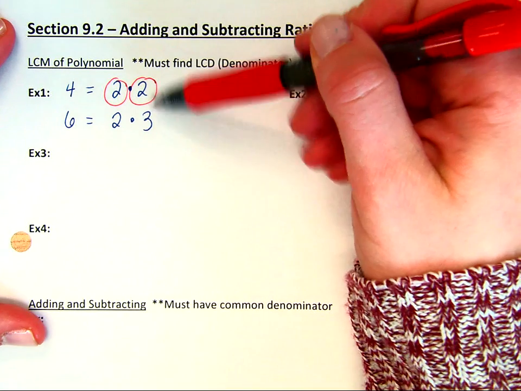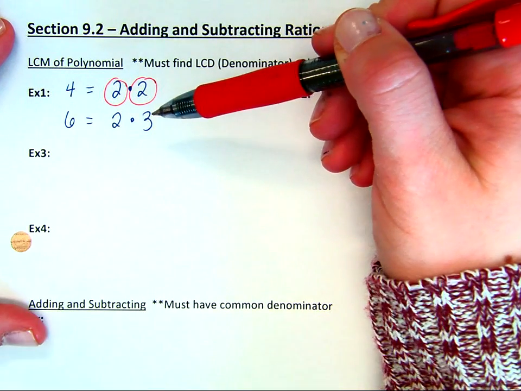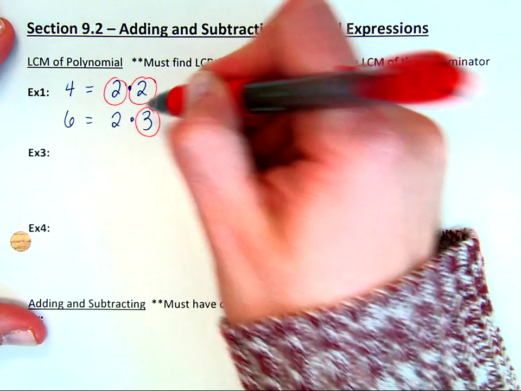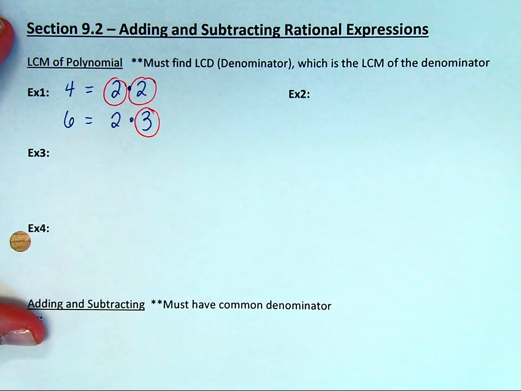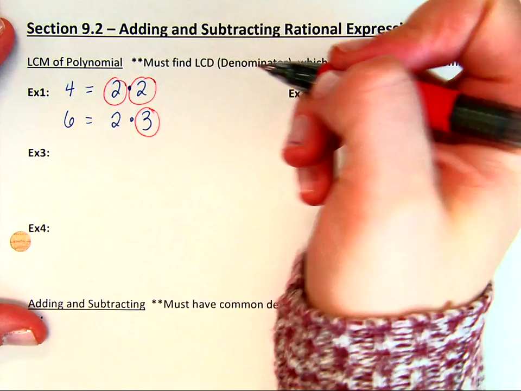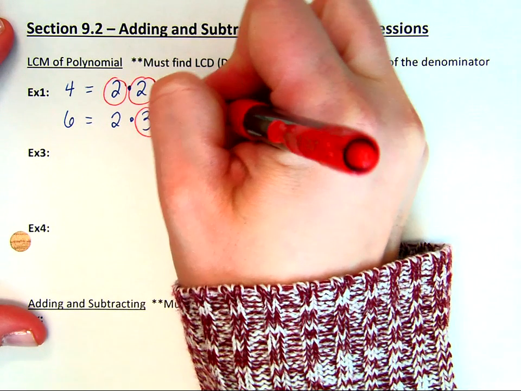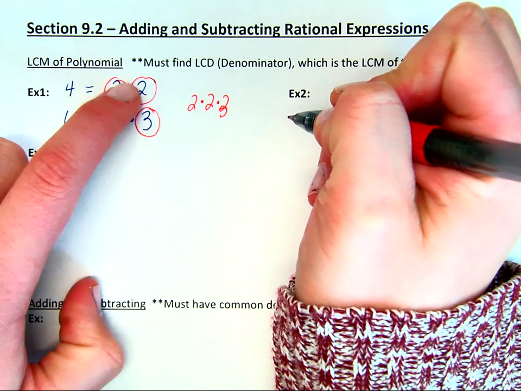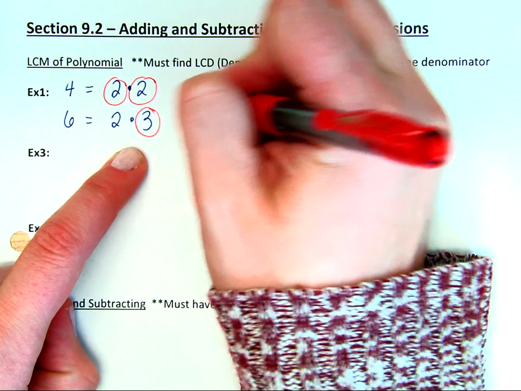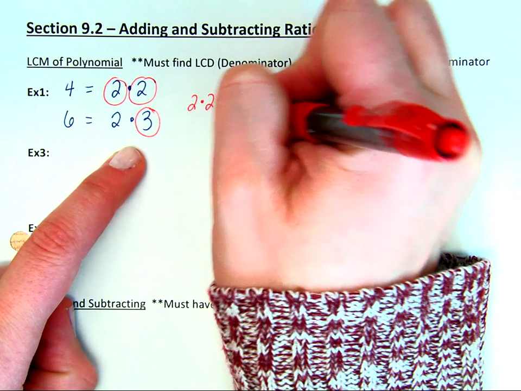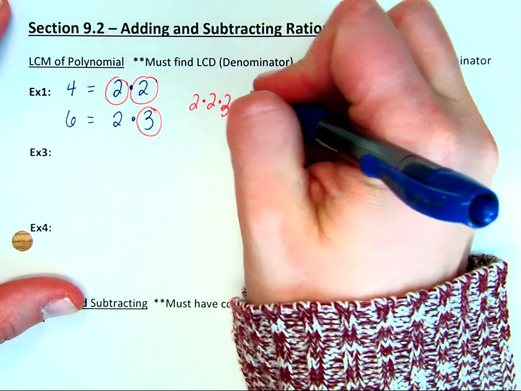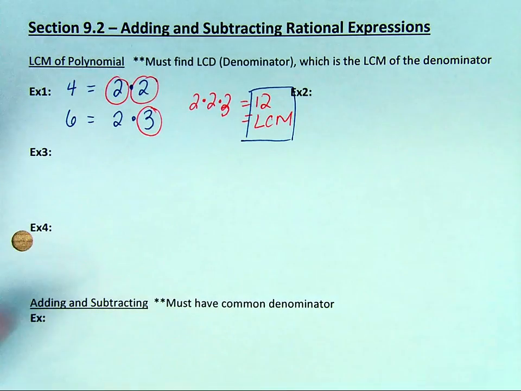Of the two expansions, which one has more 3's? Well, this one doesn't have any 3's. This one has one 3, so I'm going to circle that. Once I've done that, I multiply all the numbers I have together. 2 times 2 times 2 times 3 is 4 times 3, that's 12. So that's my LCM, or least common multiple. That's my answer. Let's try another one.